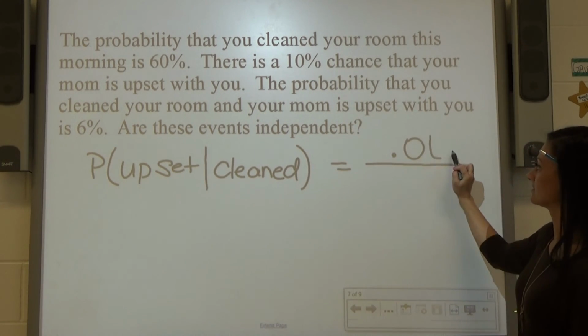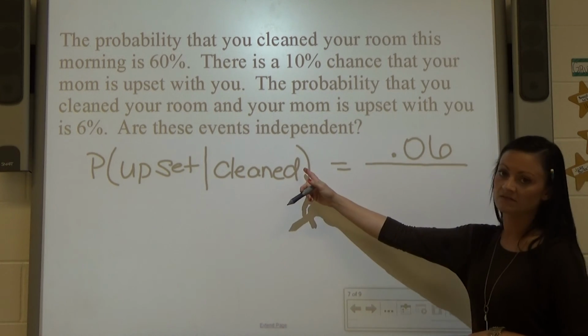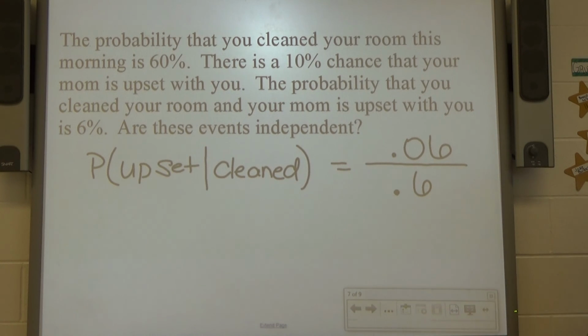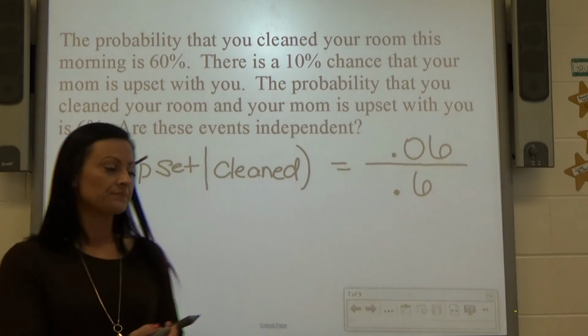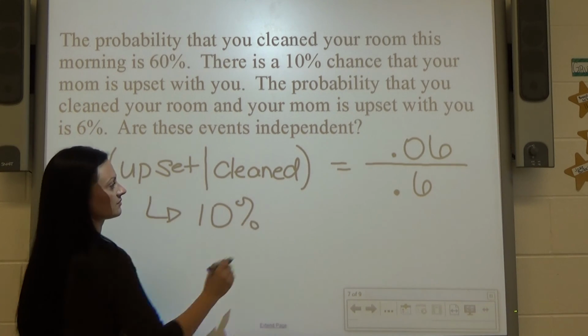So I'm going to put 0.06. And then the probability that I cleaned my room this morning, because that's my given statement, is going to go in the denominator. So I'm going to put 0.6 for 60%. So if I do this division, that's going to end up giving me 0.1, which is 10%. So this also does become 10%.